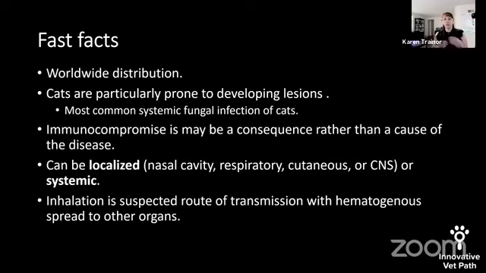Cryptococcus has a worldwide distribution, and cats are especially prone to developing these lesions, and it's the most common systemic fungal infection of cats. There's some thought that perhaps immunocompromise is a consequence rather than a cause of the disease. Lesions can be localized, either involving the nasal cavity, the respiratory tract, the skin, or the central nervous system, or it can be systemic.